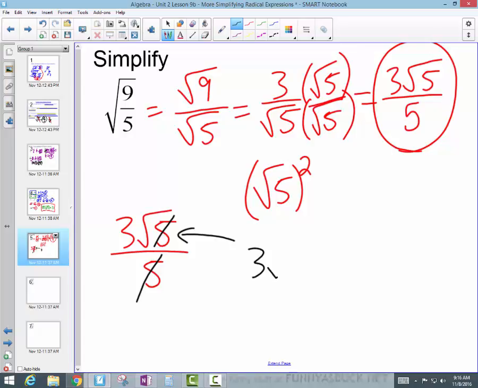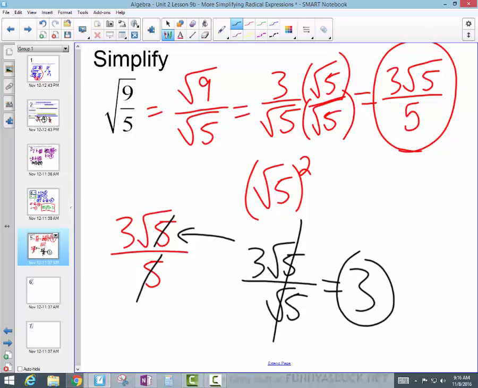Now that's different if I had something like 3 root 5 over root 5. Now they are the same number. What's the square root of 5 divided by the square root of 5? Well, it's 1. This could simplify down and be 3. But when one's under a radical and one's not, this is as good as it gets.